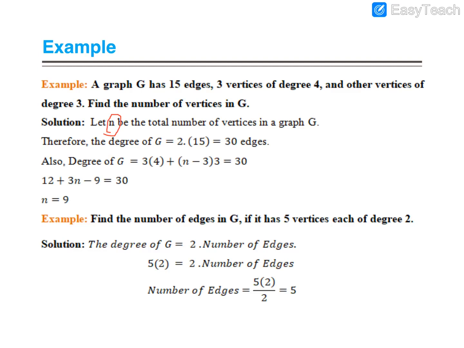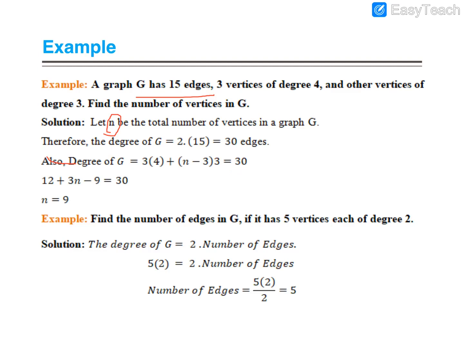Therefore, by using theorem 1, we can say that the degree sum of G is equal to twice the number of edges, which is equal to 2 into 15, because it is given that G has 15 edges. Therefore, 2 into 15 is equal to 30. Now, the degree sum of G is equal to 3 into 4 plus (n minus 3) into 3, which is equal to twice the number of edges, that is 30.